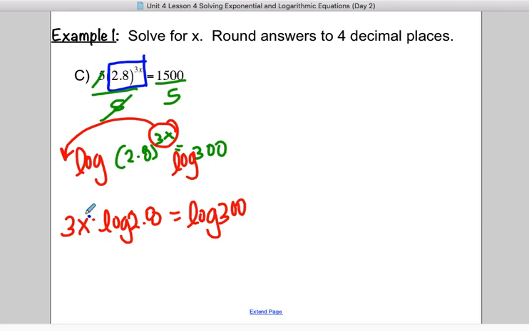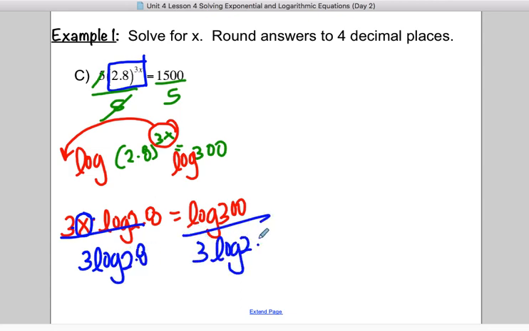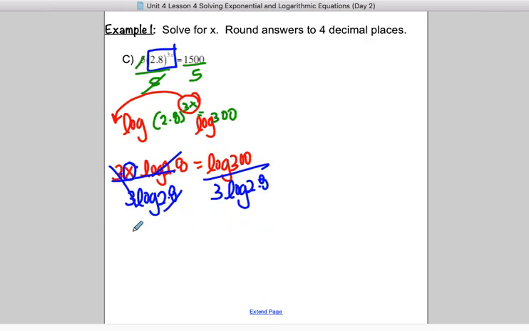And now I'm trying to get x by itself. It's 3 times x times log of 2.8, so I'm going to divide by what I want to get rid of: 3 log 2.8. That all cancels. So x equals log of 300 divided by 3 log of 2.8.